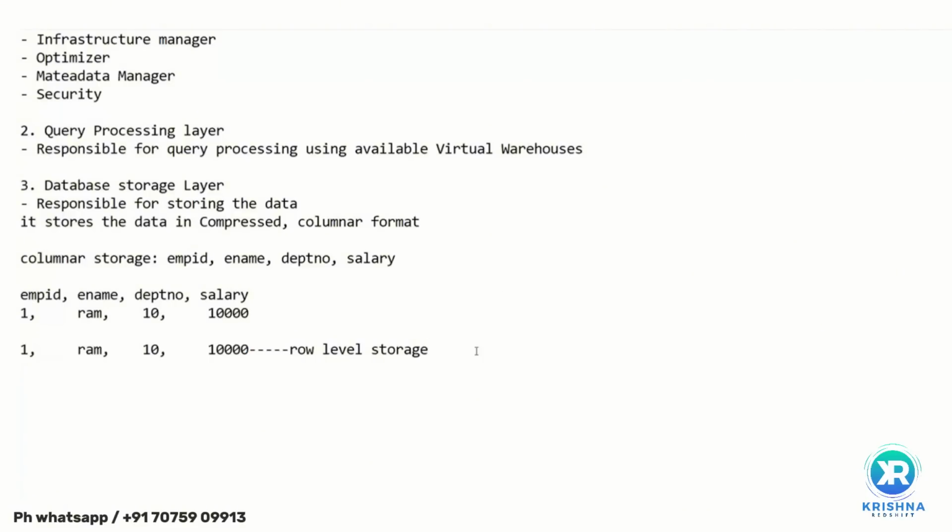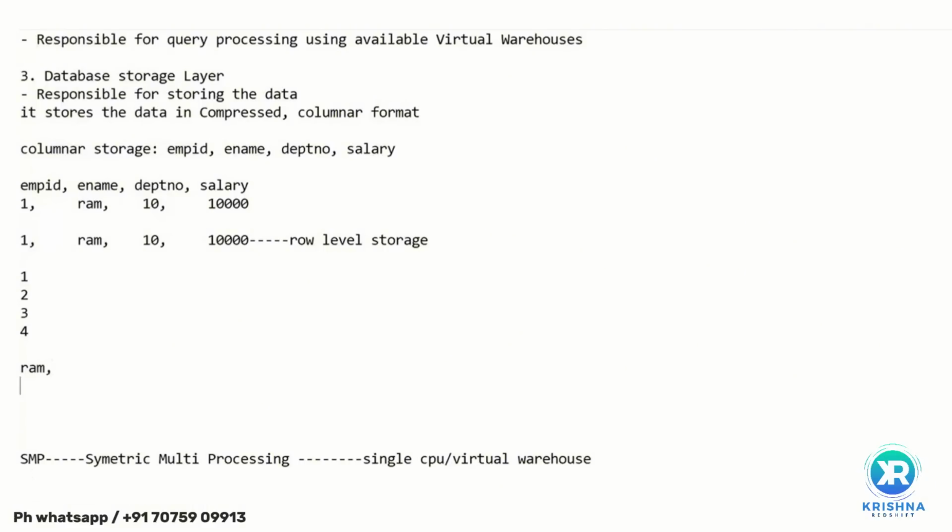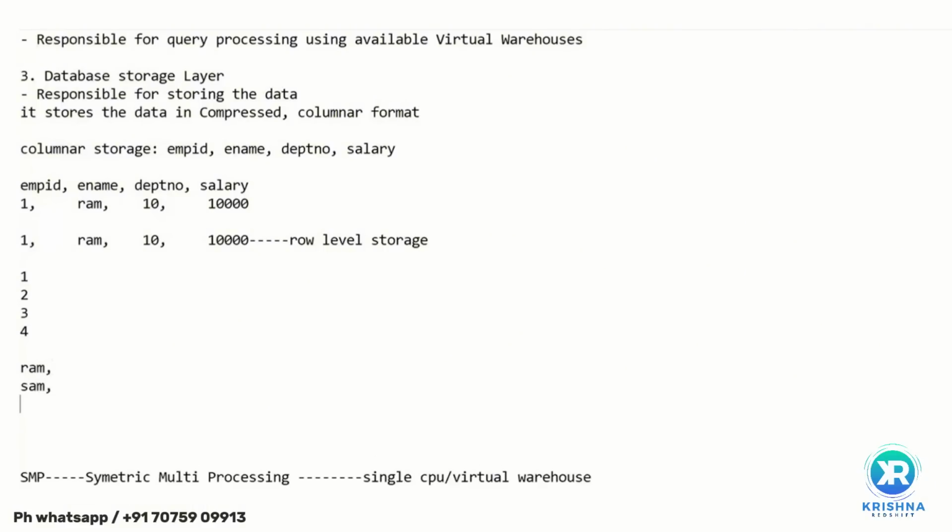So what cloud data warehouses did is, they don't store data row by row like this. They store all employee IDs, 1, 2, 3, which are different employees, together on the disk. Similarly, all names, Ram, Sam, whatever it may be, will be stored separately on the disk.